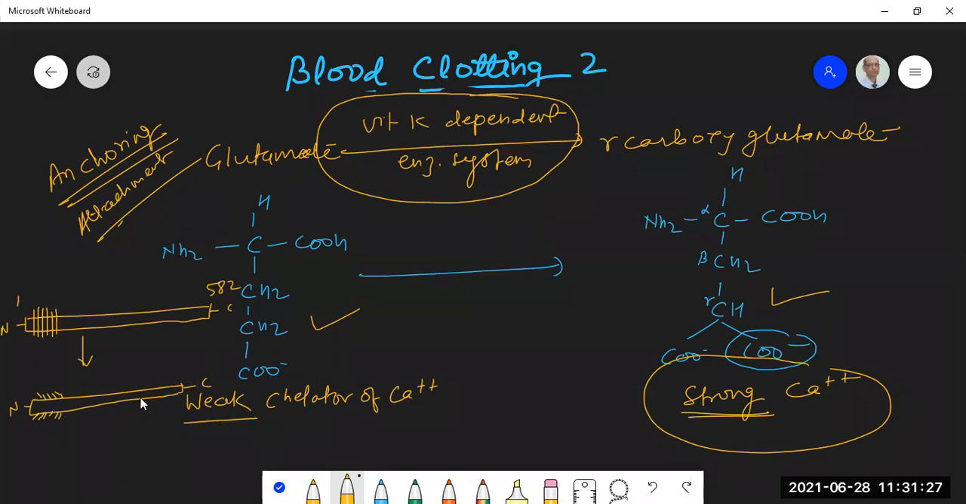And that is how this prothrombin is brought closer to factor 10A and factor 5A, so that it can be converted to thrombin. So this is the biochemistry of conversion of prothrombin to thrombin, one, and second, the role of vitamin K in the clotting process. Okay, so this is stage 2 of the clotting.